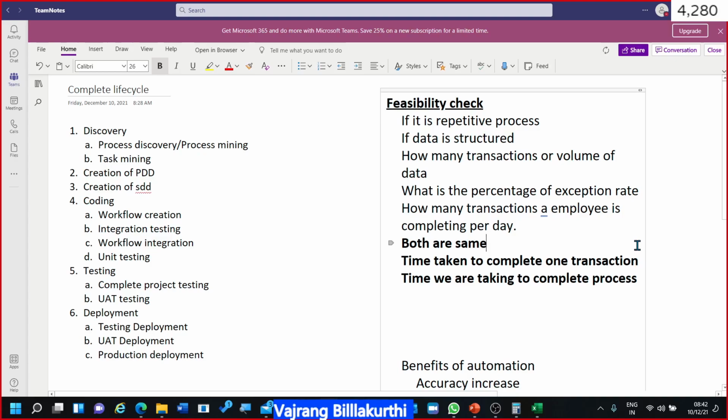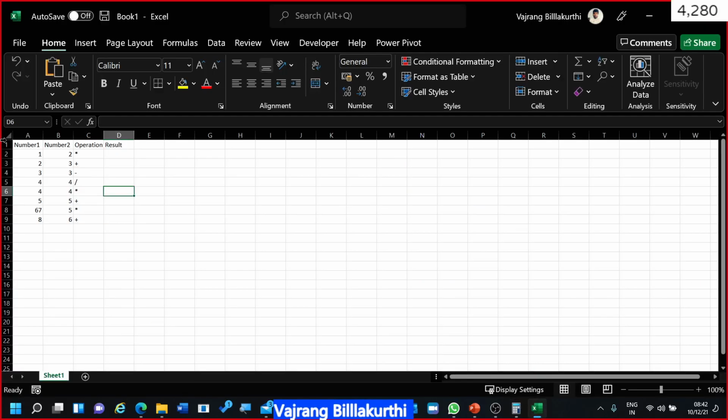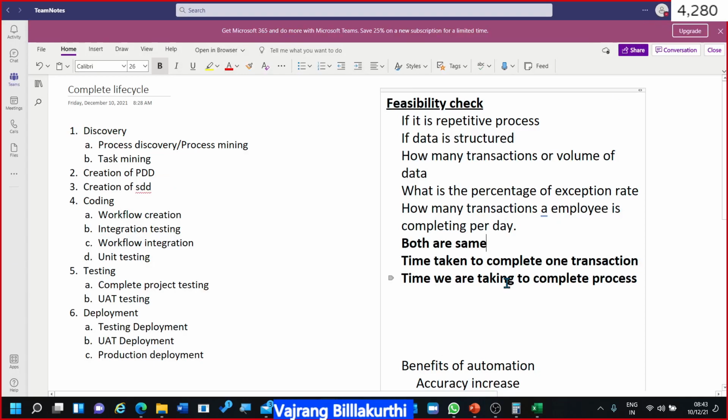If you're taking the complete process, you can also talk about how much development time. But in this case, we are talking about one item. For example, if I need to use Excel to add 1 plus 2, how much time am I taking as a user, and how much time will the bot take? Okay, that's one thing.